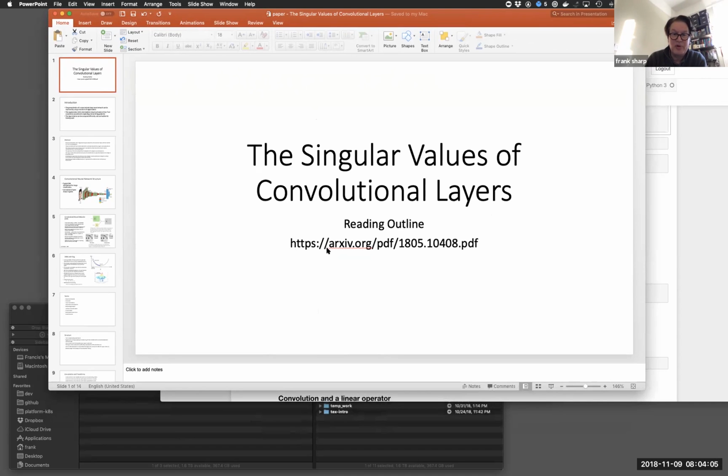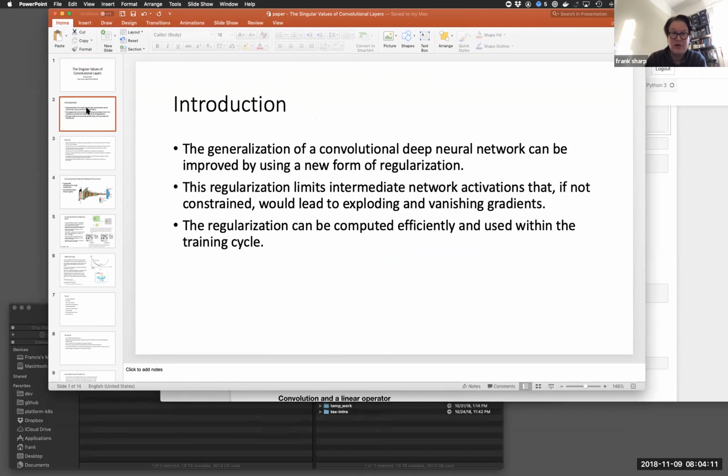So this is the paper that we're going to talk about. And I'll start by giving a very, very high level introduction to the paper. So a 3-sentence kind of introduction to this paper. And so the generalization of a convolutional deep neural network can be improved by using a new form of regularization.